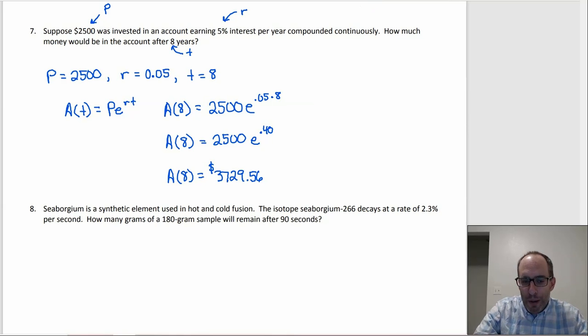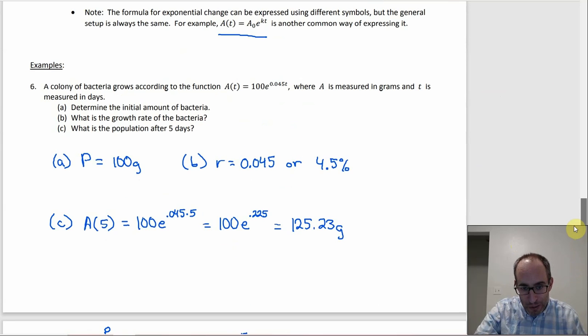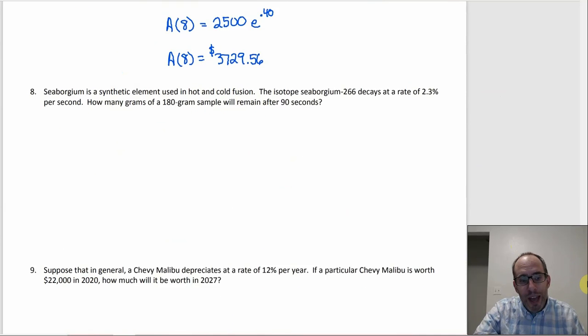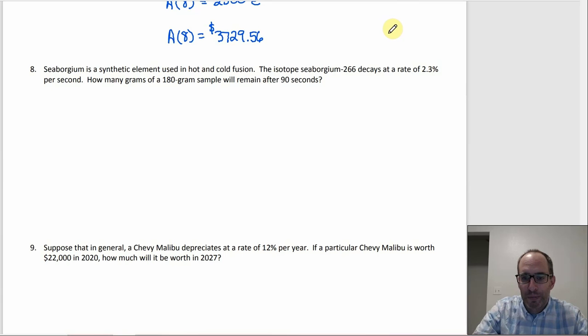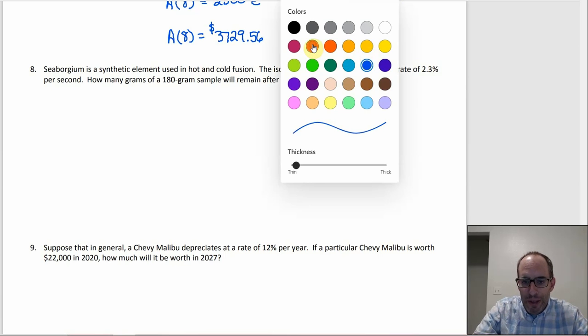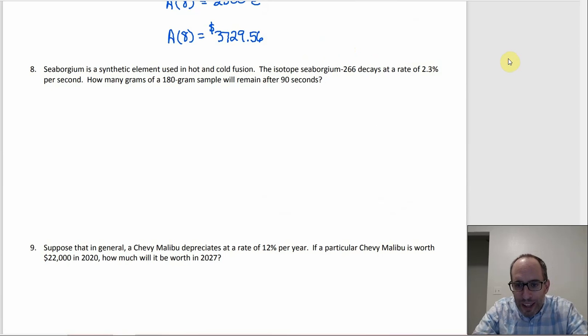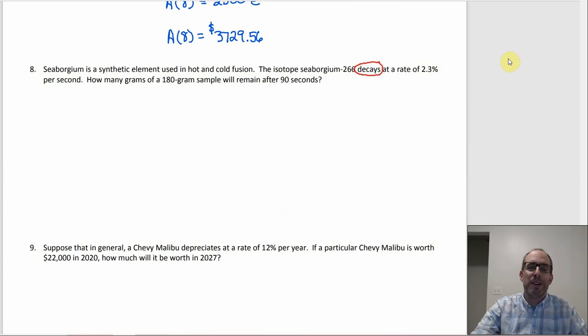All right. Then we've had some growth, right? Because this one got bigger, because the initial amount was 2,500 and after 8 years that's a bigger number. Number 6 was also one that got bigger, right? Started out as 100, got up to a little over 125. But 8 is not going to get bigger. And the big key red flag word for that is this one right here, that it decays.